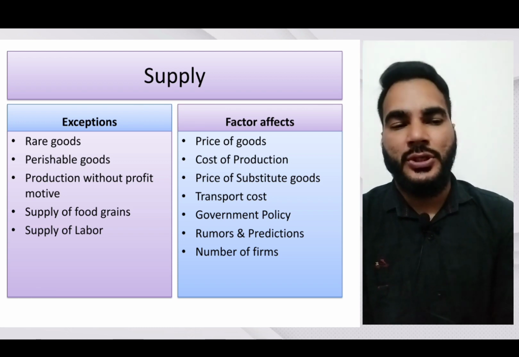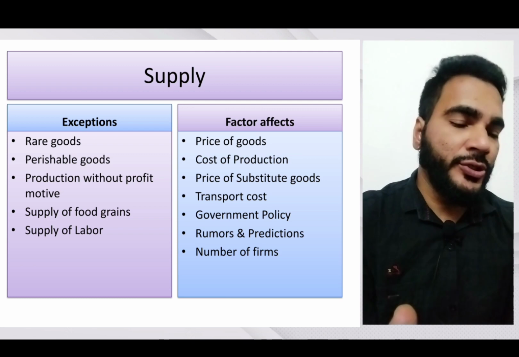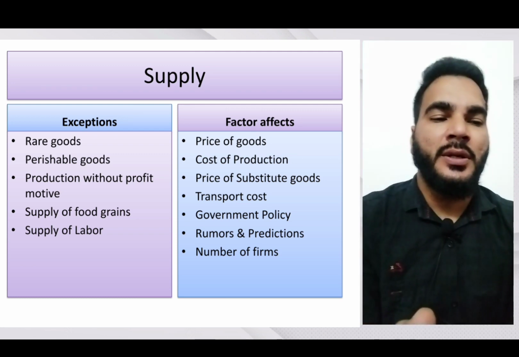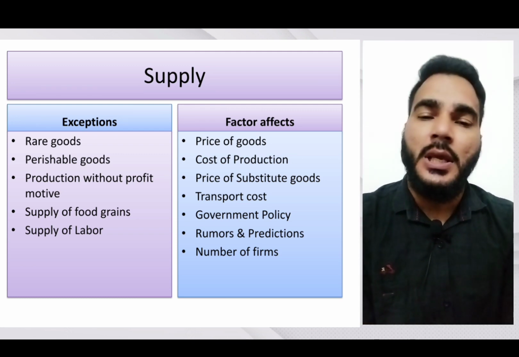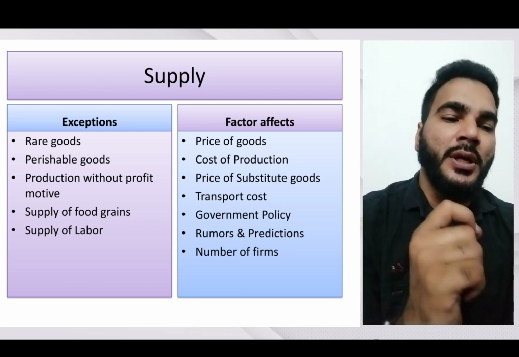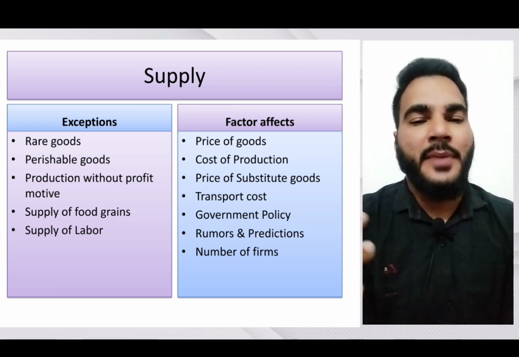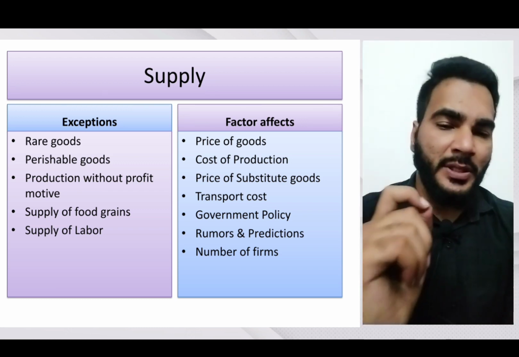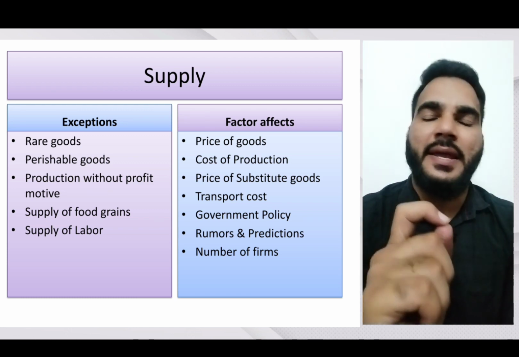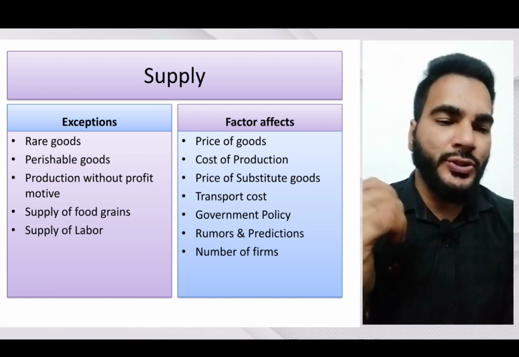Then we have transportation cost. That also plays a very important role. If transportation cost changes, or, as we will see from the next topic, government policy changes, like the government increases the tax, or your transportation cost increases, you won't be able to increase the supply. The price may be higher, but you are not getting much profit from that, so you won't increase the supply.